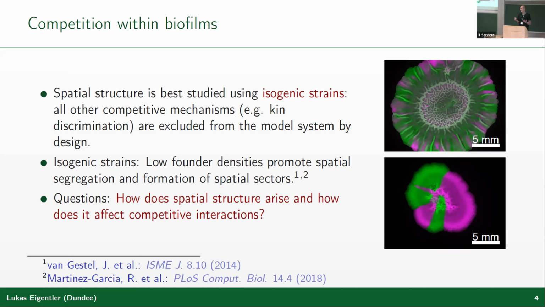But obviously this is not really realistic when it comes to applications, so this is really just a first step. But we believe that to really understand how antagonistic interactions work, we first need to understand how spatial structure like this emerges, and this is something that's best studied using isogenic strains.